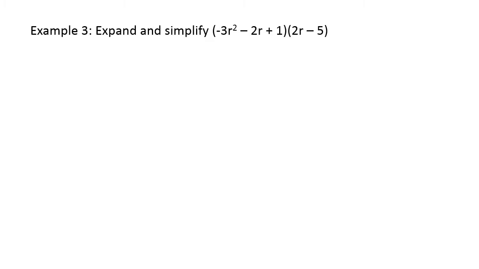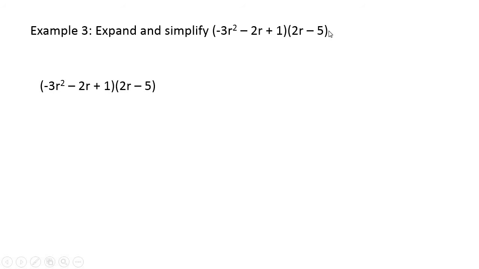Example 3. Expand and simplify negative 3r squared minus 2r plus 1 multiplied by 2r minus 5. So this is similar to the last example, except I've stuck a negative in there. But the steps are exactly the same. And I guess in the other one, I also had the binomial as the first bracketed term. But 2 times 3 is the same as 3 times 2, right?